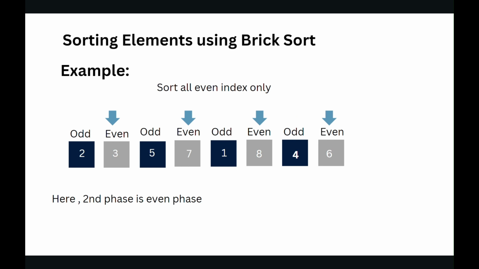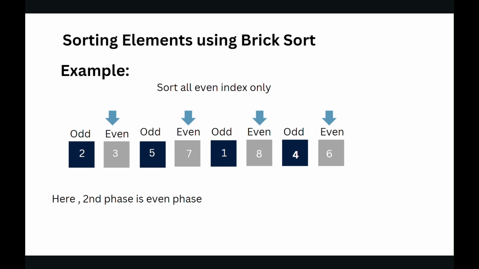Now, let's move into the other phase. Second phase is even phase. Similar to the first phase, here we will sort all the even index values. The first even index value is 3. Next even index value is 7. Next even index value is 8. Next even index value is 6. Similar to the first phase, here also we will check that if the even index value is less than the successor element, then swapping is not required. If the given even index element is greater than the successor element, swapping should be done. Now let's move into the second phase.